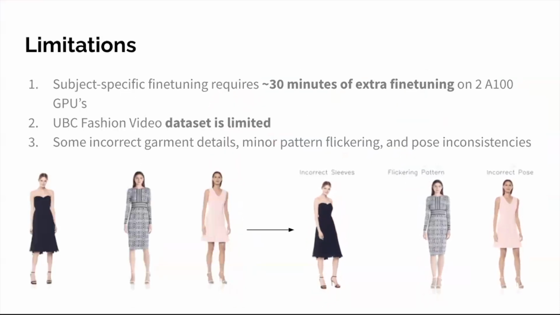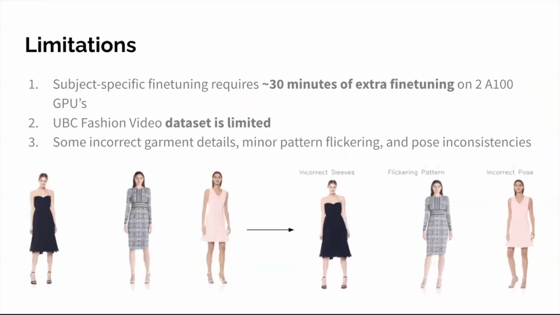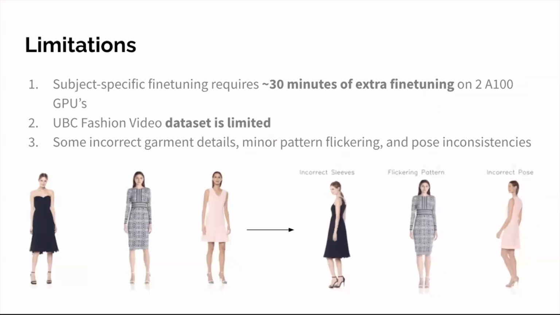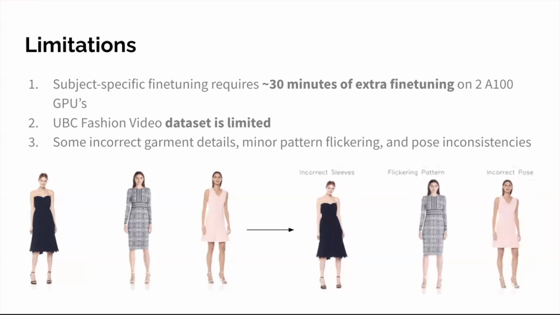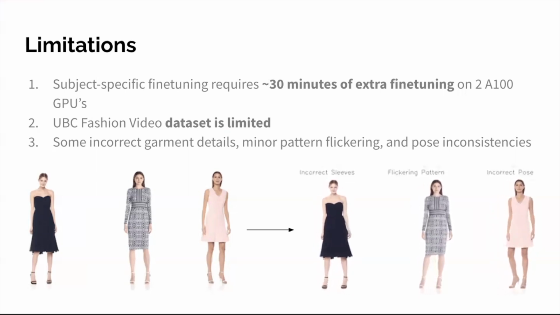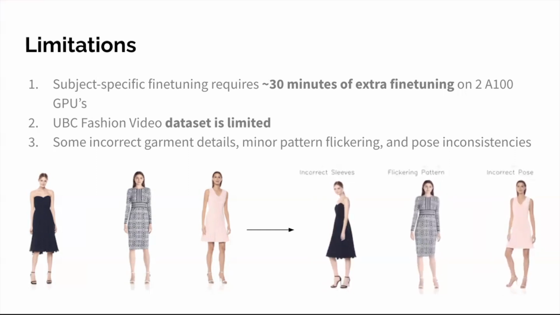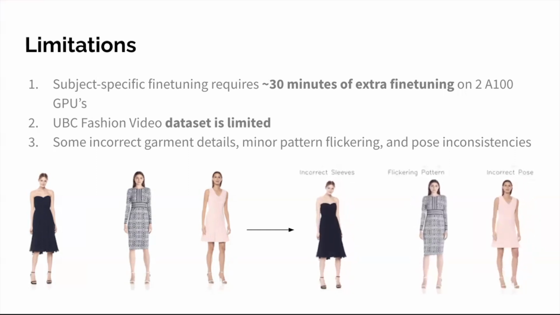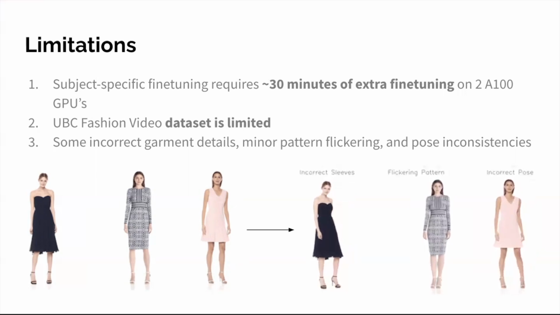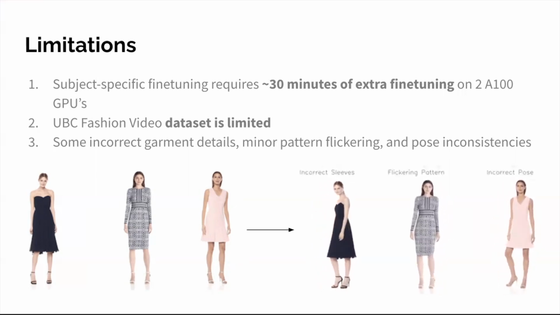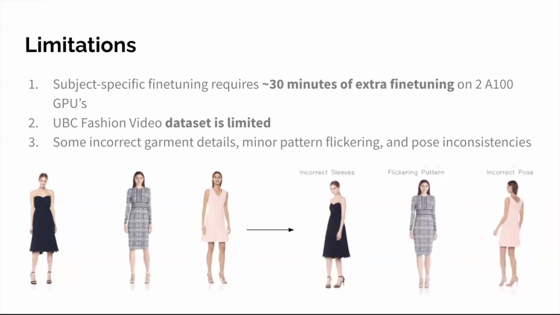While our fine-tuning strategy is effective for preserving details and identity, it does require an additional 30 minutes of extra fine-tuning on a subject with 2 GPUs, which may not always be feasible in real-world applications. We suspect that part of this is due to the limited size of the training dataset, which only contains a few hundred videos of female models in dresses. Additionally, our method sometimes exhibits incorrect garment details, minor pattern flickering, and pose inconsistencies.